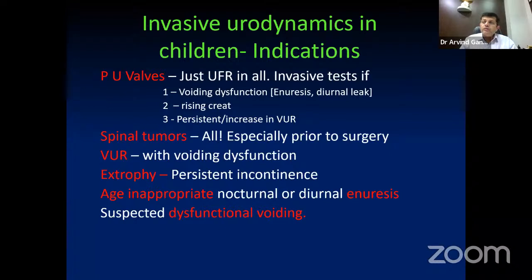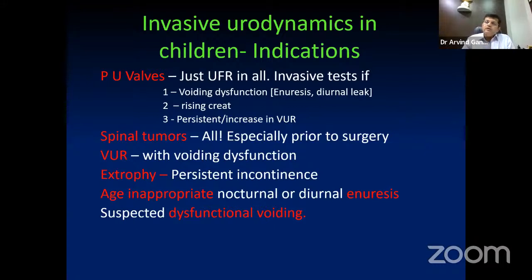Patients operated for meningomyelocele when they were infants and now presenting with voiding dysfunction and having upper tract changes. You want to do something, maybe it's a poorly compliant bladder, want to do an augmentation, you might require urodynamics before that. Exstrophy patients, or even sometimes, this is the last slide that I've written, the age inappropriate nocturnal or diurnal enuresis, when you are suspecting dysfunctional voiding.